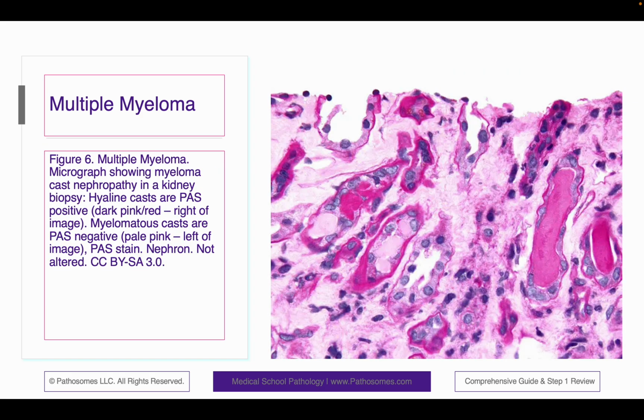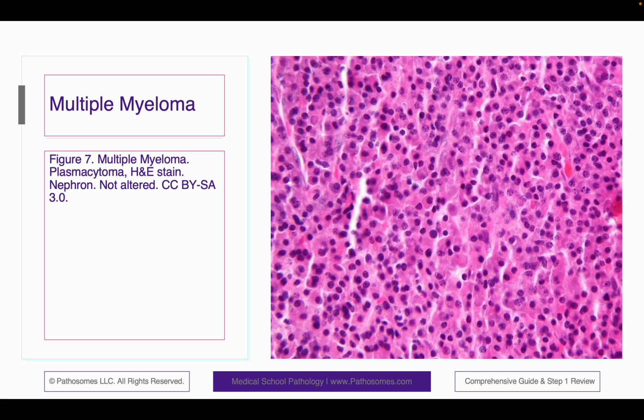And this is just an image hitting home the point that multiple myeloma affects the kidneys when the immunoglobulin chains build up, causing nephropathy, highlighted by the PAS stain showing myelomatous cast. Anyhow, this is a plasmacytoma. Note all of these neoplastic plasma cells.